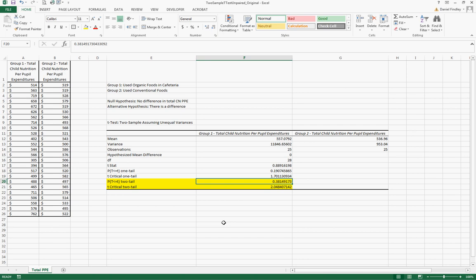So our p-value here is greater than 0.05, so we fail to reject the null hypothesis. So that means that given the data, given the information that we have, we don't see a statistically significant difference in the total child nutrition per pupil expenditures between schools that used organic foods in the cafeteria versus those who used conventionally farmed foods.